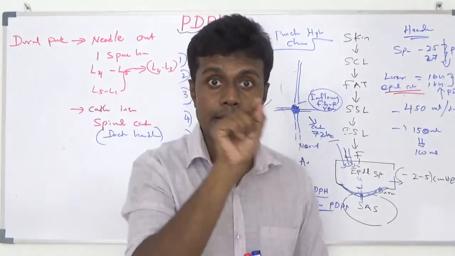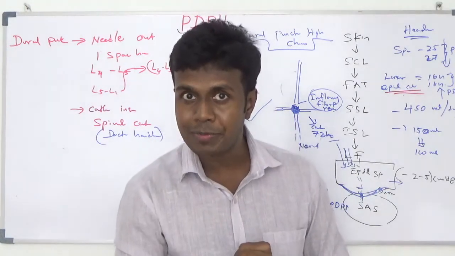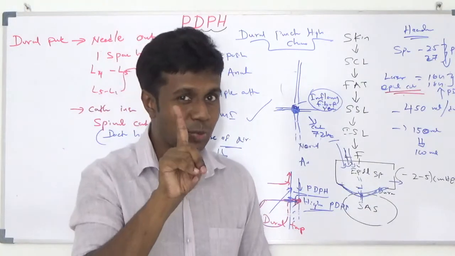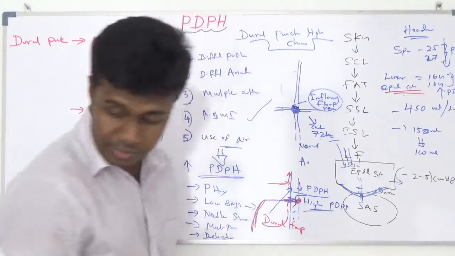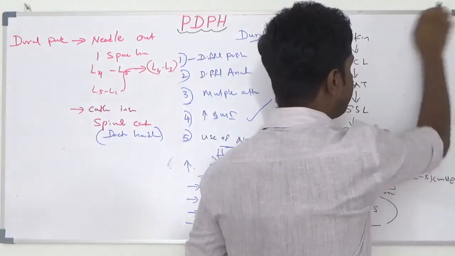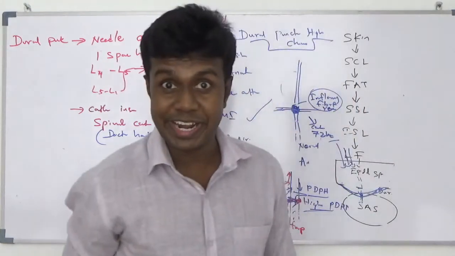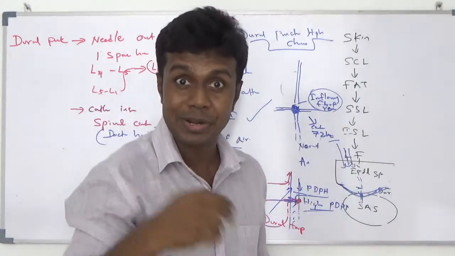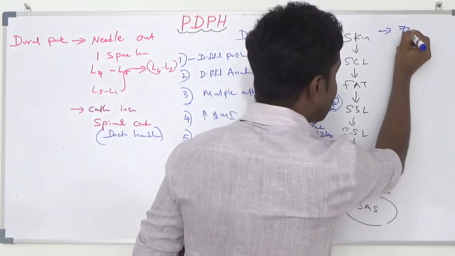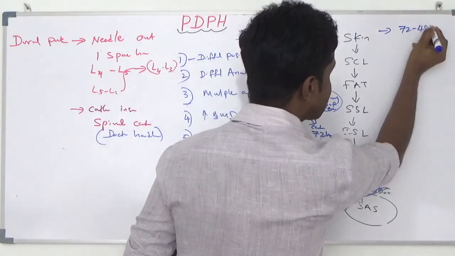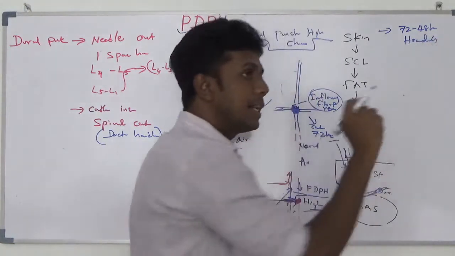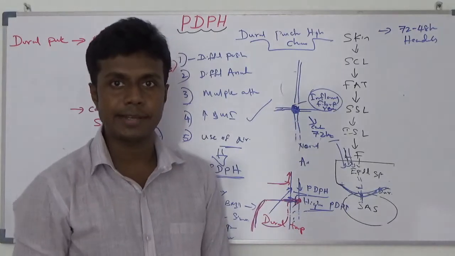These are the signs and symptoms of post-dural puncture headache. For that, you have to know about post-dural puncture headache. Can anyone tell what the signs and symptoms of post-dural puncture headache are? Yes, very good. Headache. Following dural puncture, usually 72 to 48 hours after, if you develop headache, it is highly likely to be post-dural puncture headache.